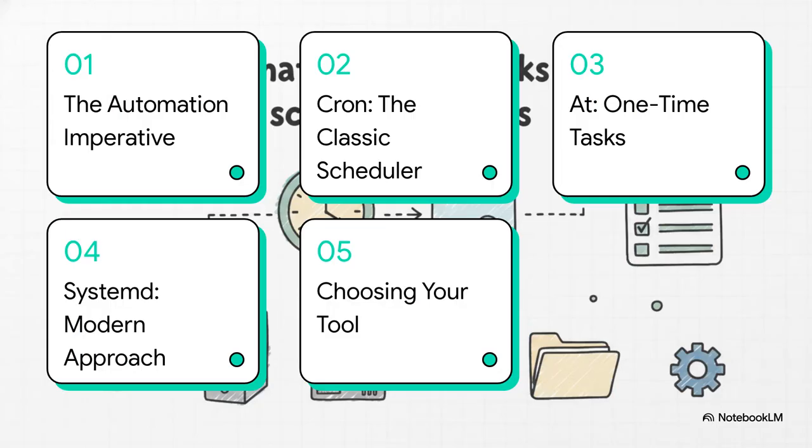So here's what we've got on tap. We'll start with why you should even care about automation. Then we'll get into the big three tools: cron, the classic scheduler, at for those one-time jobs, and systemd, which is the modern, super powerful approach. And by the end, you'll know exactly which tool to grab for any situation.